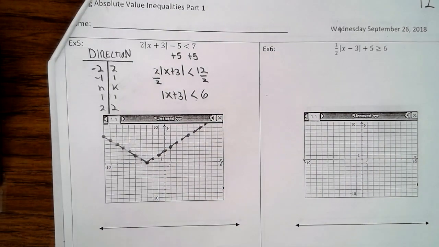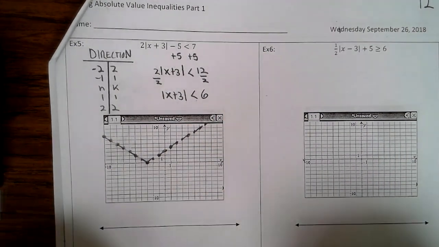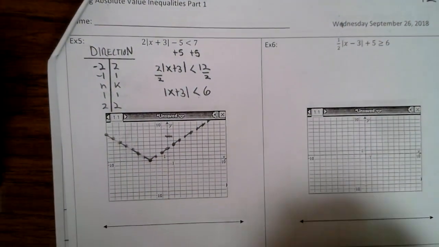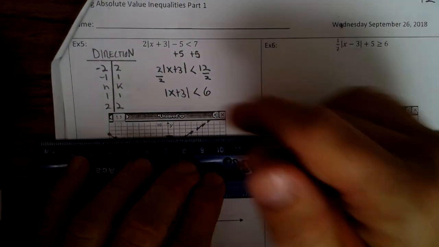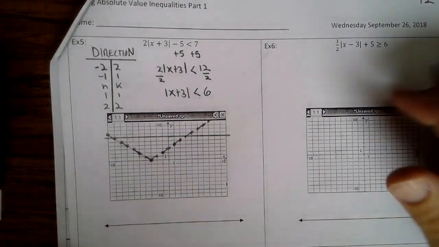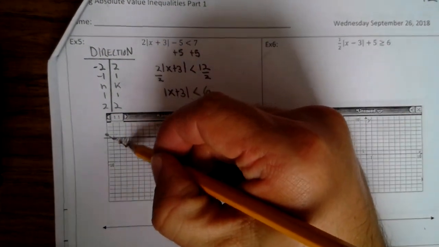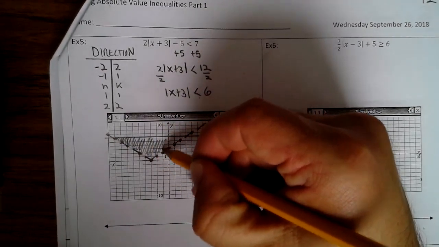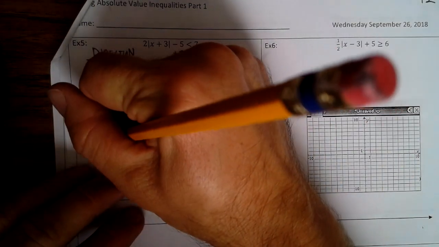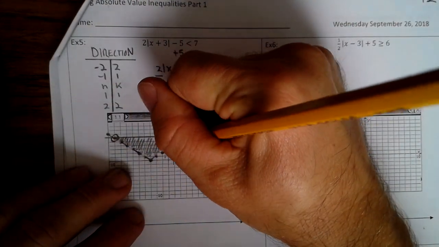Okay. Now we graph the right side, which is a horizontal line at 6. So 1, 2, 3, 4, 5, 6. Okay. Now it's less than, so we shade everywhere it's less than, which is right here. There's no line, so we have an open circle right here and right here where they intersect.